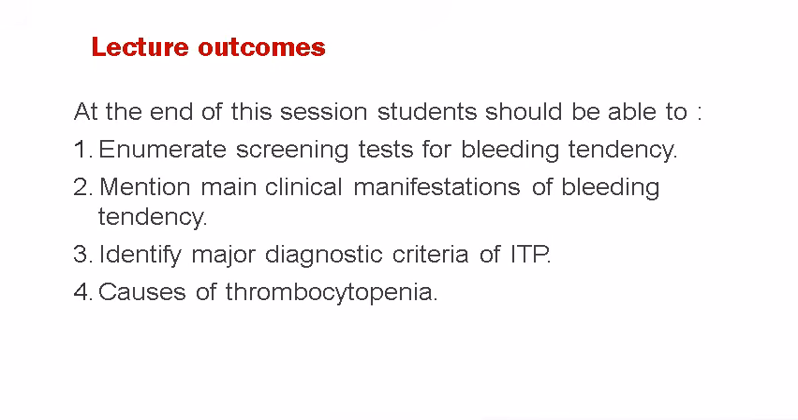So in this lecture, the intended outcomes for you as a student to achieve: first, enumerate screening tests for bleeding tendency. Second, mention main clinical manifestation of a bleeding tendency. Third, identify the major diagnostic criteria of idiopathic thrombocytopenic purpura. And last, mention and understand the major causes of thrombocytopenia, that's to say, low platelet count.